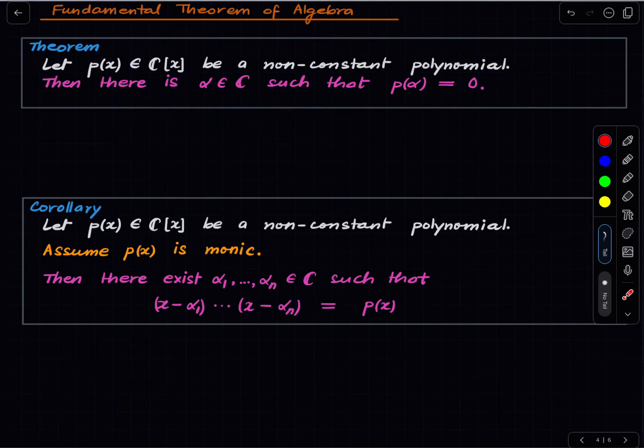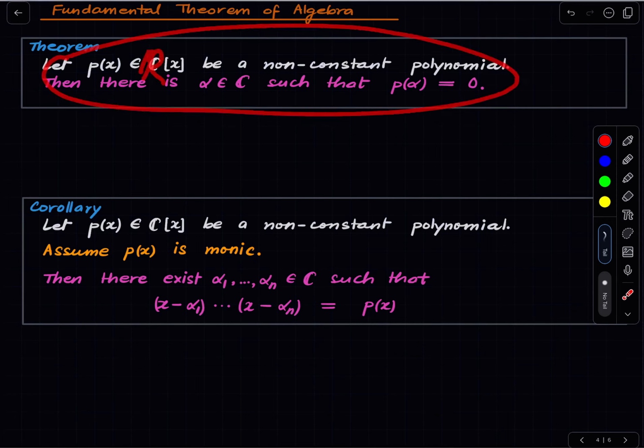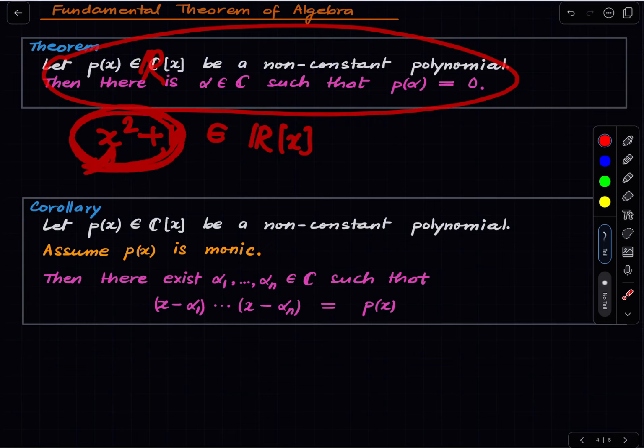Okay, clearly this statement will fail if we write R in place of C, because if you consider this polynomial over the field of real numbers, it does not have a root. It always takes positive values when you feed real numbers to it. So it does not have a root in R. It has a root in C, but it does not have a root in R.